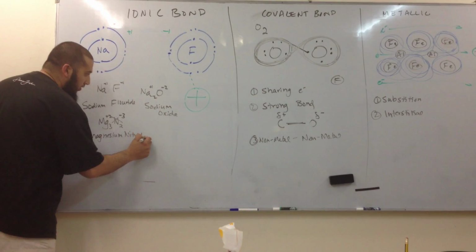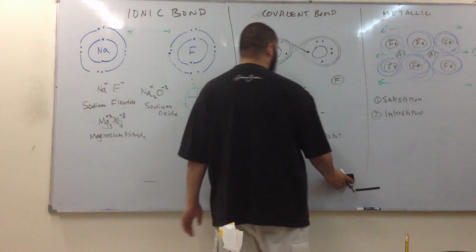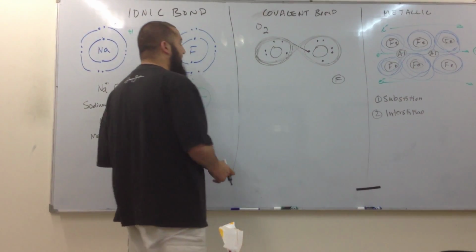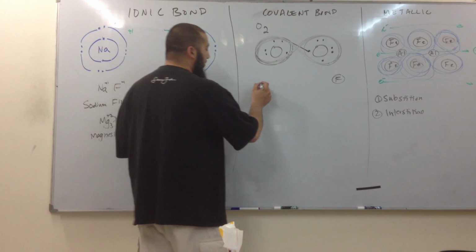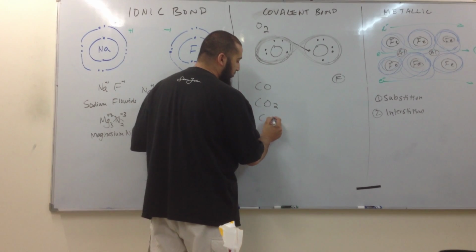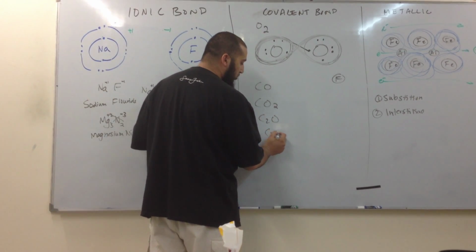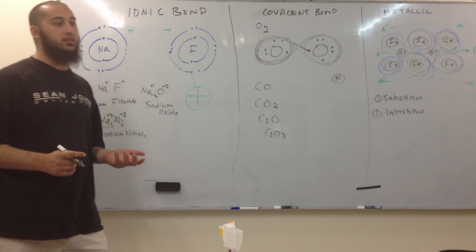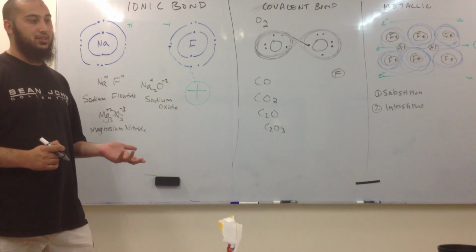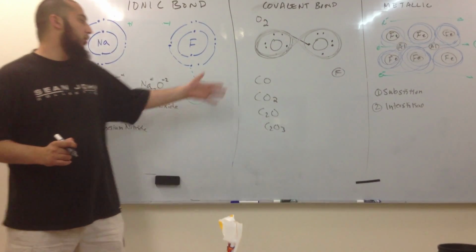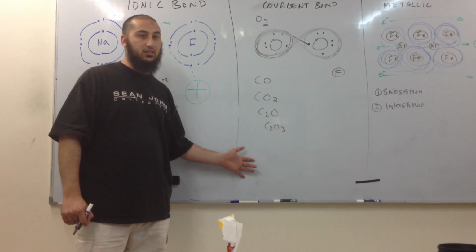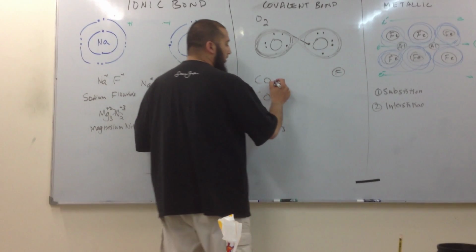Okay, now let's look at covalent bond. For covalent bond, it's a different story. Can I have CO? Yeah. Can I have CO2? Yeah. I can have C2O. I can have C2O3. So when you name anything with covalent bonds, do we need to mention how many there are? Yes. I can't just say carbon oxide and you know exactly which combination it is, because carbon oxide can be any of these. Does that make sense?